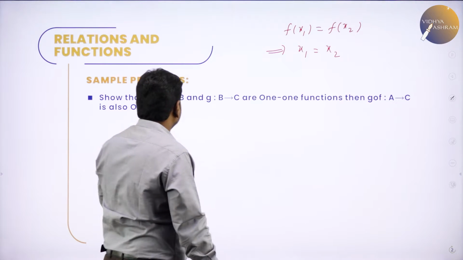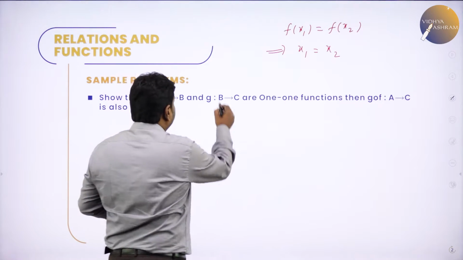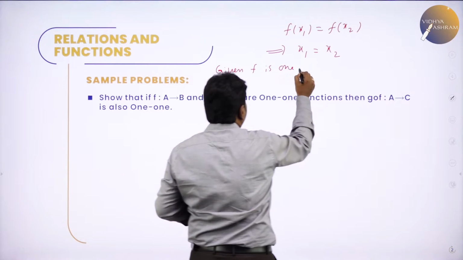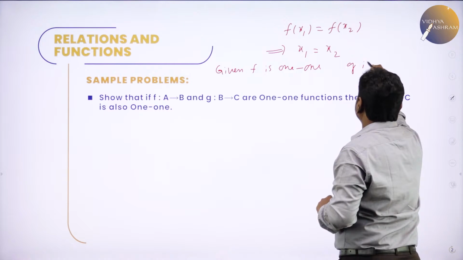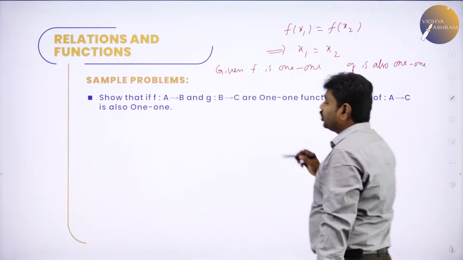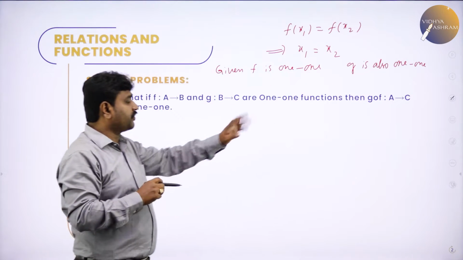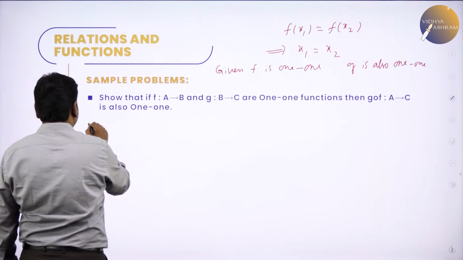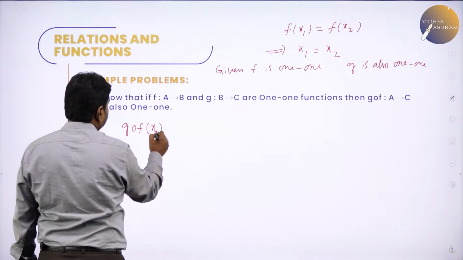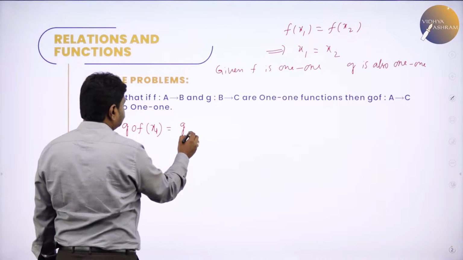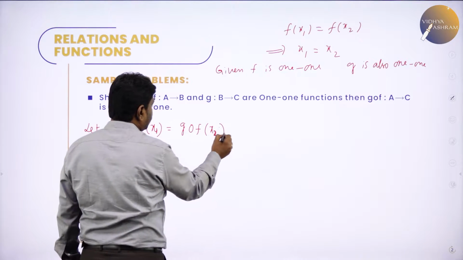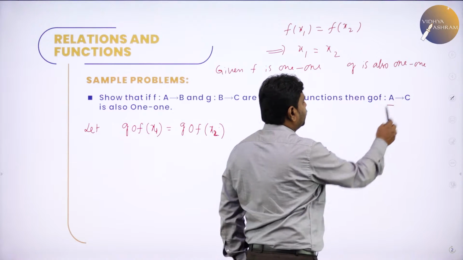Now coming to the point, here they told f is 1 1, and also if you read, they told g is also 1 1. Now our job is to prove GOF is 1 1. Now I need to prove GOF, composite function g of f of x, is 1 1. Let us consider GOF x1 is equal to GOF x2. Before I take two variables, they should belong to the domain. Domain is what? A.